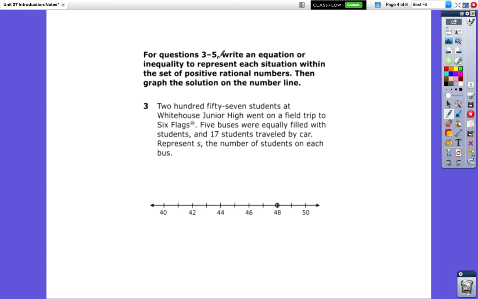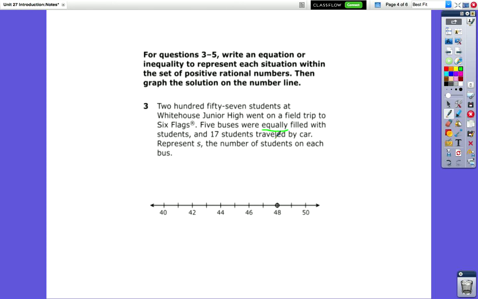Number 3, for questions 3 through 5, write an equation or inequality to represent each situation within the set of positive rational numbers. Then graph the solution on the number line. So number 3 says, 257 students at White House Junior High went on a field trip to Six Flags. 5 buses were equally filled with students, and 17 students traveled by car. Represent S, the number of students on each bus. We are going to be writing an equation because it's equally filled. So we're going to write a two-step equation.